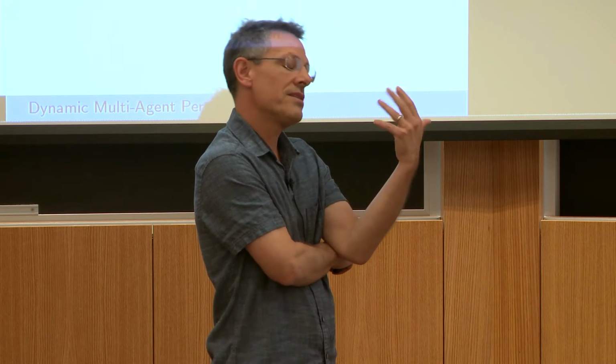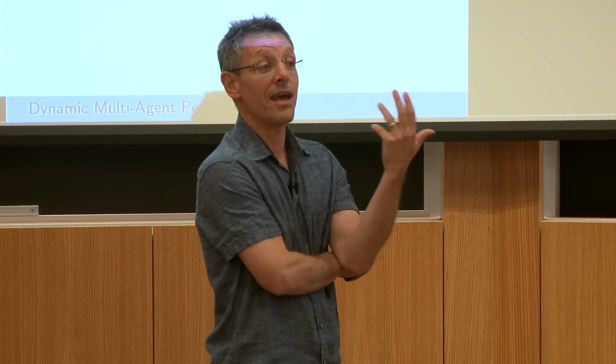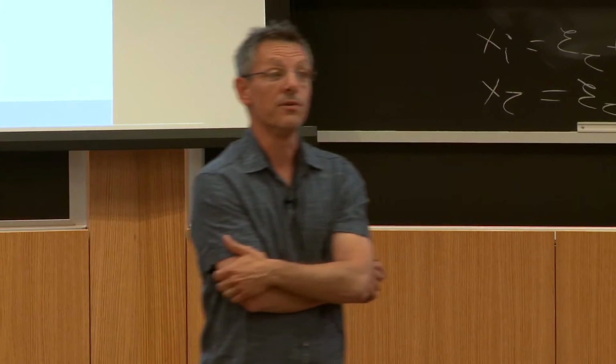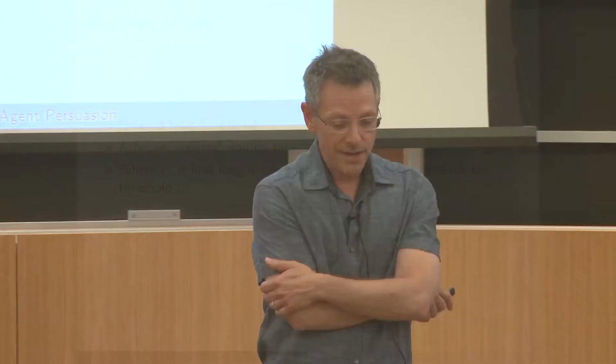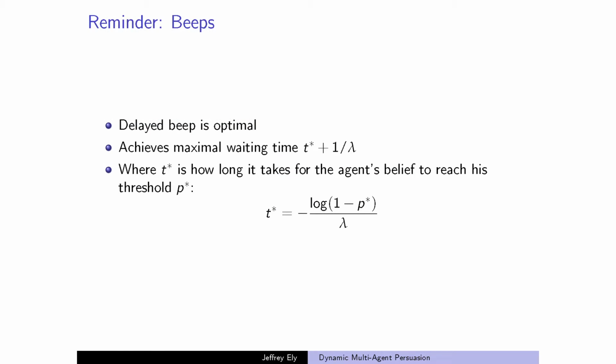I'm going to remind you of a single agent dynamic persuasion problem, and those observations I'm going to feed into the very stylized multi-agent persuasion problem, so that I can quickly jump to some of the new issues that arise there, that at least I can get a handle on in this special example. So here is the reminder of what I did before.